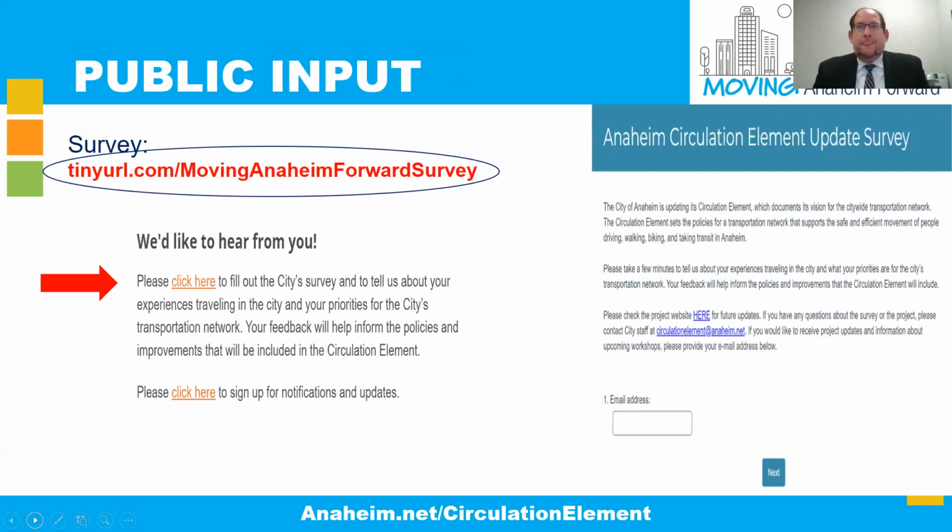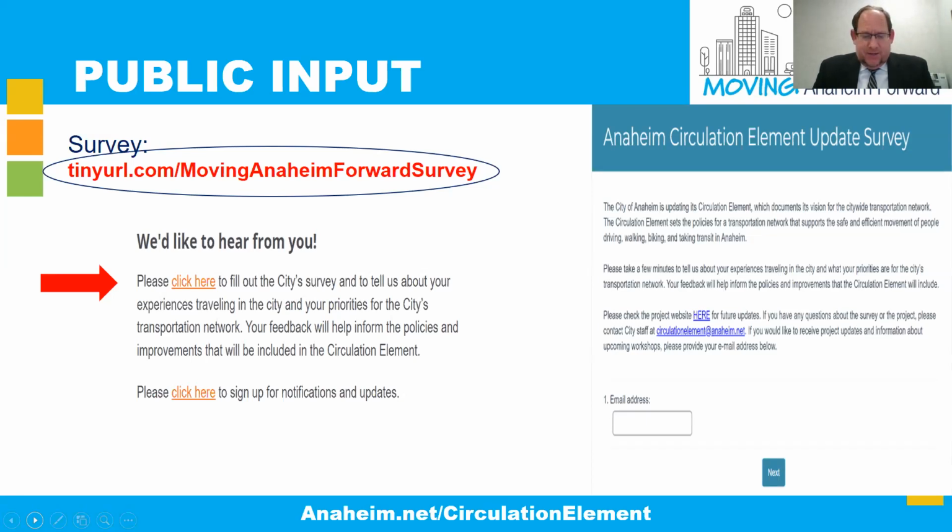Next slide, please. So what opportunities are there for the public to get involved and participate in this update? First and foremost, on this slide right here under tinyurl.com/movinganaheimforward survey is a link to our current circulation element survey. It focuses on getting detailed questions on transportation priorities, areas and needs of improvement, as well as providing opportunities for the public to provide open-ended questions to us to review.